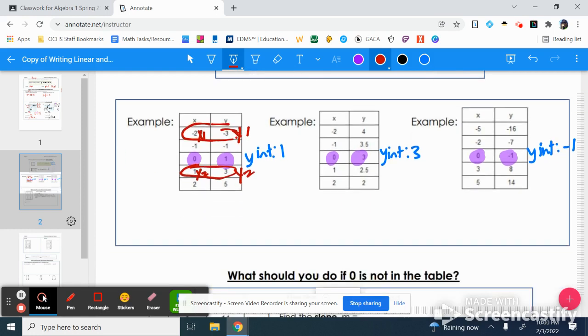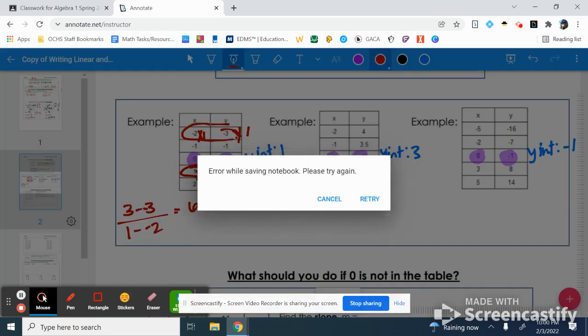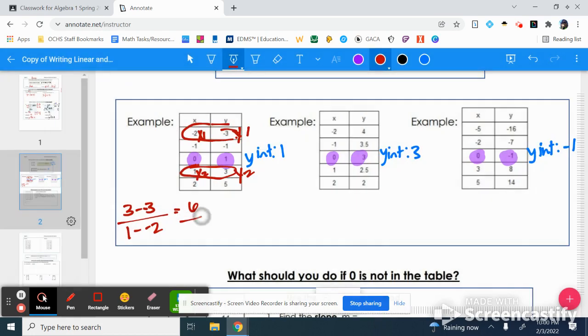So all I have to do at this point is use my formula. 3 minus -3 divided by 1 minus -2. 3 minus -3 is equal to 6. 1 minus -2 is equal to 3. 6 divided by 3 is a +2.